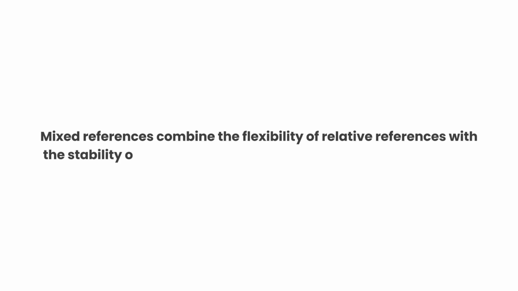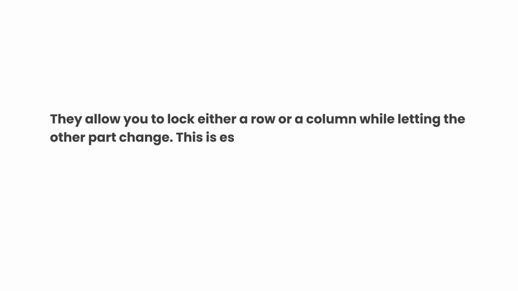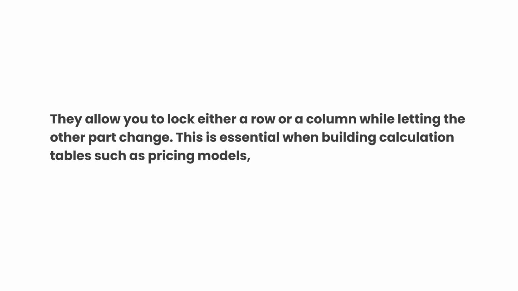Mixed references combine the flexibility of relative references with the stability of absolute ones. They allow you to lock either a row or a column while letting the other part change. This is essential when building calculation tables, such as pricing models, discount grids, or tax matrices.